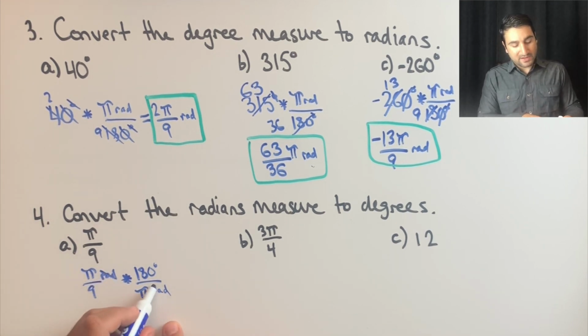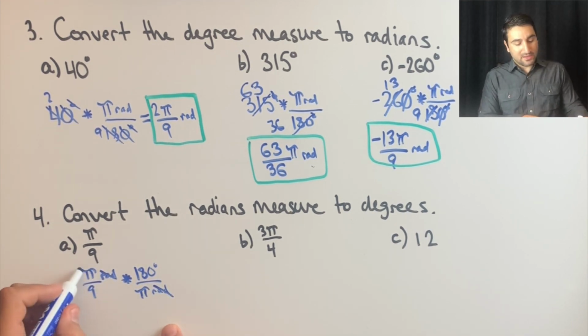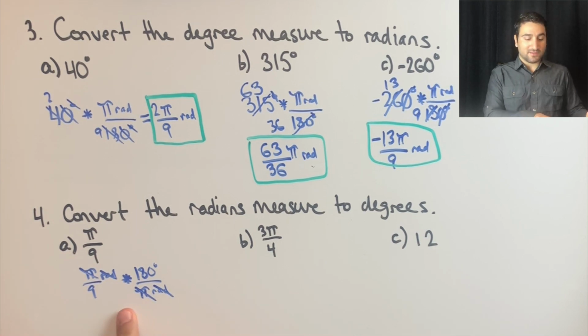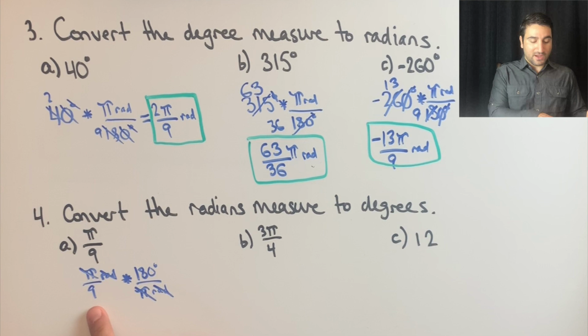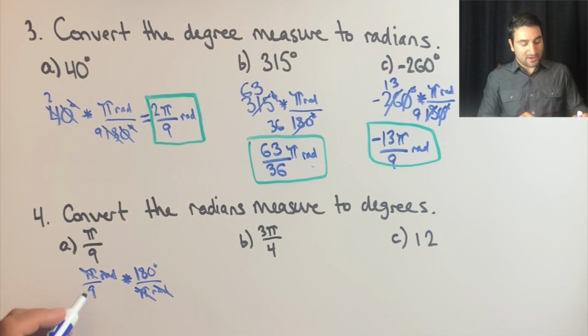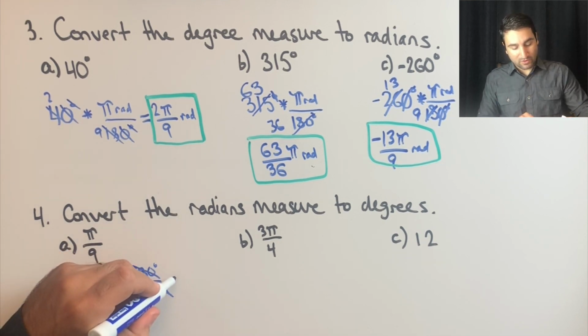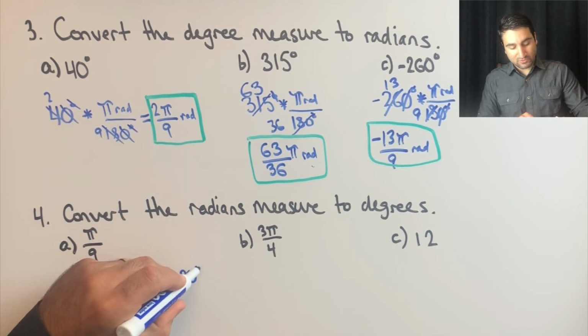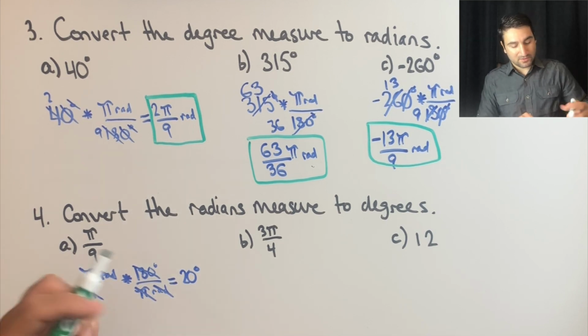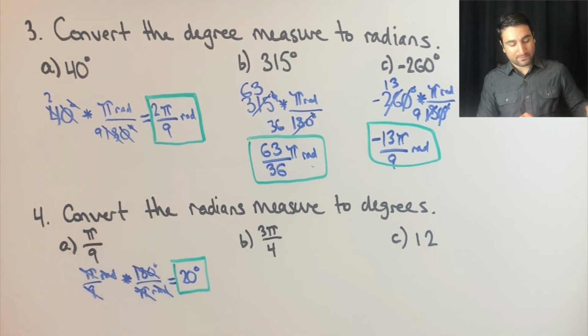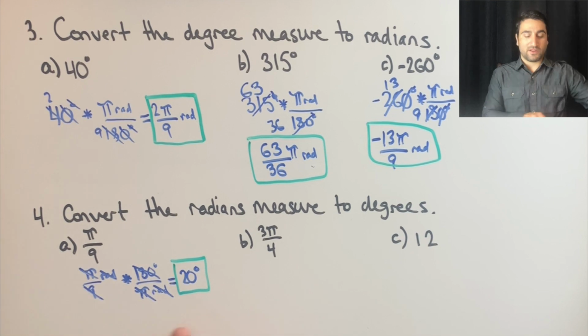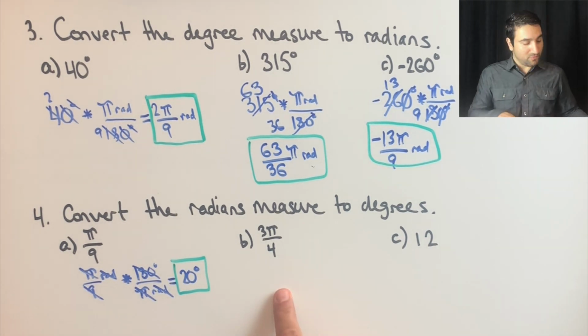You see, the radians cancel out. The pi's can also cancel out. And the only thing we're left with is 180 degrees over 9. You can also simplify out a 9 from here. So we're going to divide out a 9, and then we are going to be left with 20 degrees. Okay, converting from radians to degrees. All right, let's try a few more.